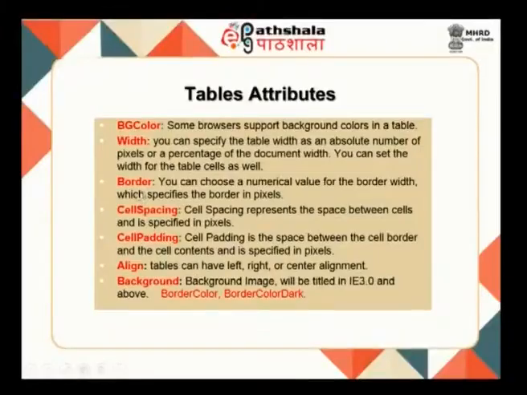And we can have a border for the table. We can specify the border width for a table. That can be given as a numerical value, and normally this value would be represented in pixels. And we can provide cell spacing. So, there is an attribute called cellspacing. This represents the space between the cells and is specified in pixels, and cellpadding is the space between the cell border and the cell contents, and it is also specified in pixels.